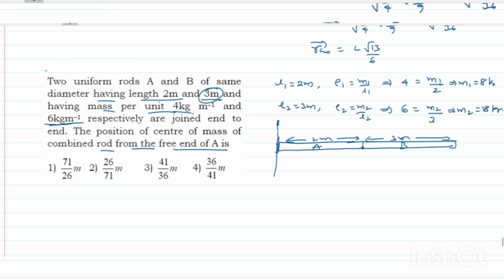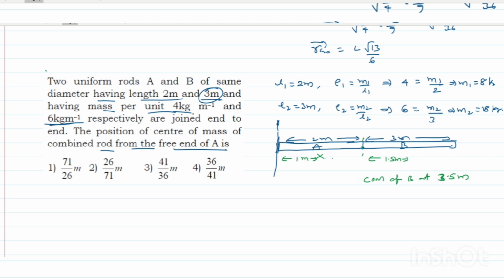The center of mass of this rod is located at the center, at 1 meter distance, and the center of mass of the other rod will be located at 1.5 meter distance from this interface. Now about this point, B will be located at 1 plus 1, which is 2, plus 1.5, which is nearly 3.5. So the center of mass of B is at 3.5 meter distance.